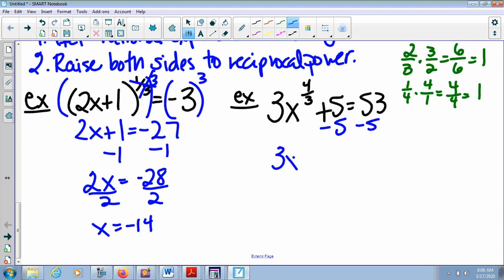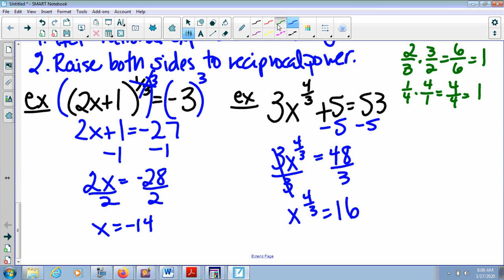So 3x to the 4/3 is equal to 48. And divide by 3. That's gone. So x to the 4/3 is equal to 16. And then we want to get the x by itself, so we have to raise it to the reciprocal power. So what's the reciprocal of 4/3? That's right, it's 3/4. I know that's what you were saying at home. 3/4 power.